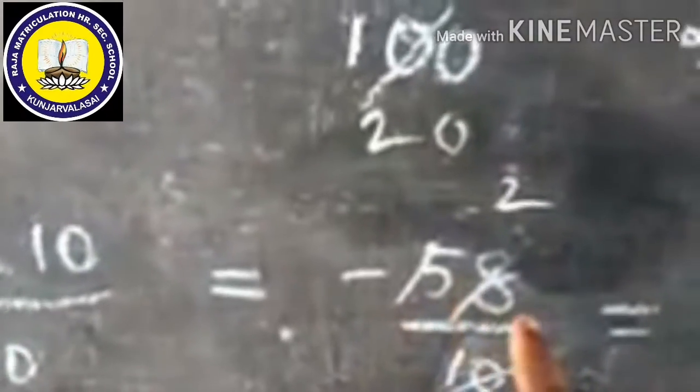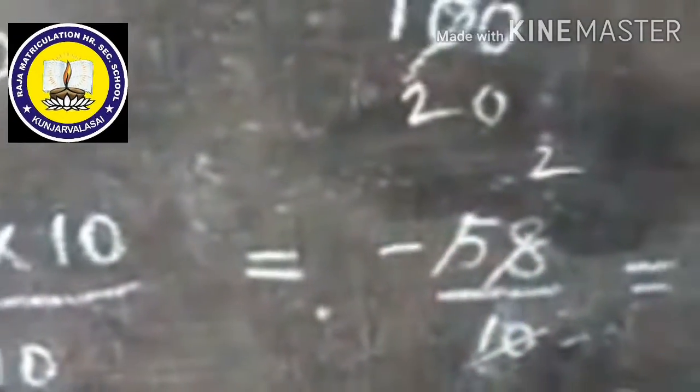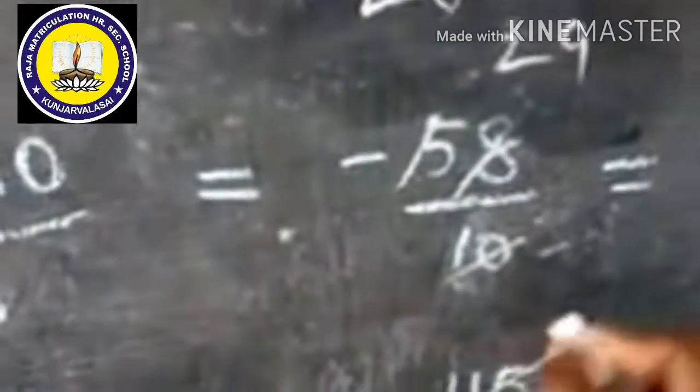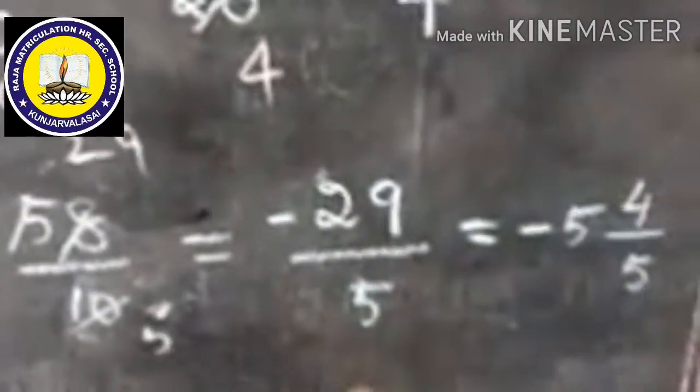We bring down the 8. 1 8, that means 18. How many 2s in 18? There are 9 2s are 18. Then how many 2s in 10? There are 5 2s are 10. Therefore the answer is minus 29 divided by 5.